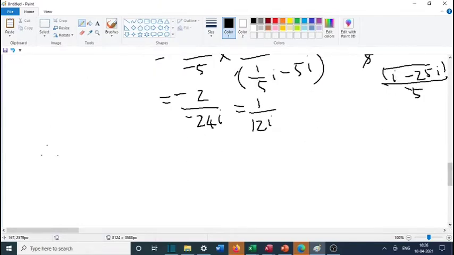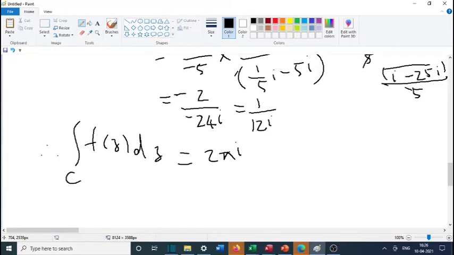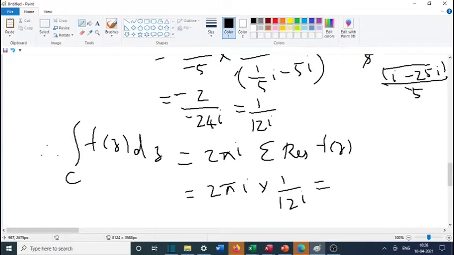Therefore, integral over C of f(z) dz is equal to, by the residue theorem, 2 pi i into the sum of residues of f(z), which is equal to 2 pi i into 1 by 12i. So the i and i terms cancel, 2 by 12, so the answer is pi by 6.